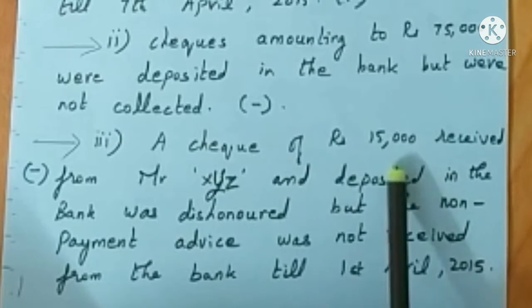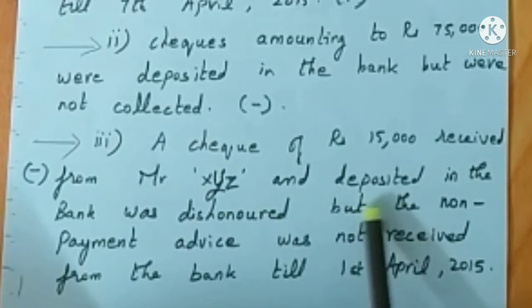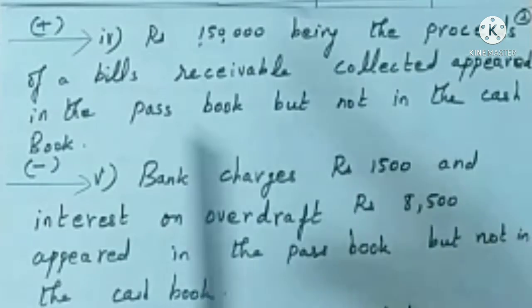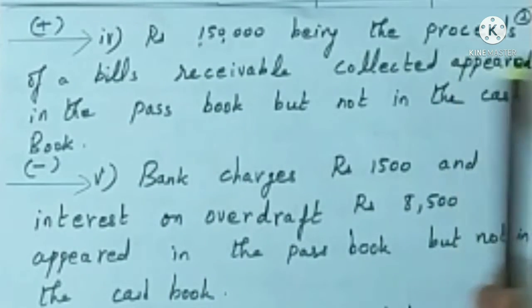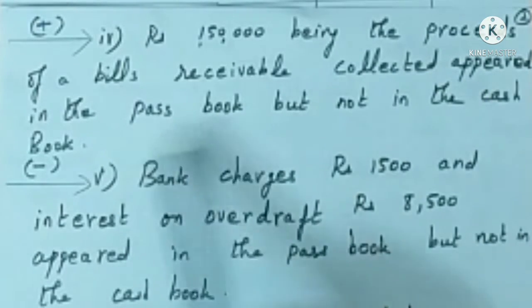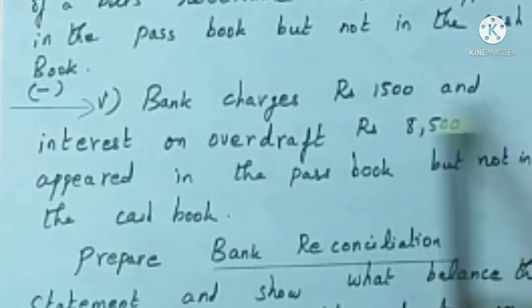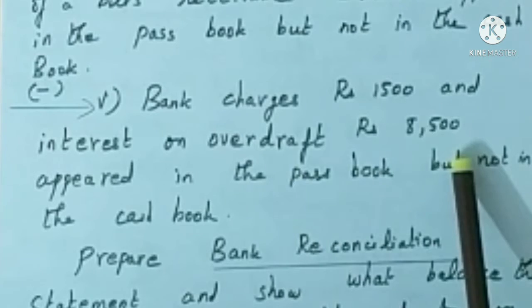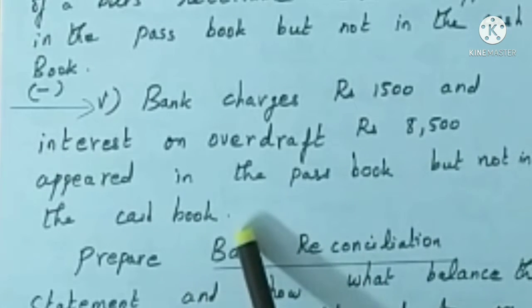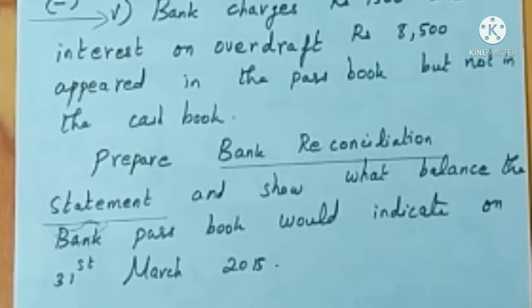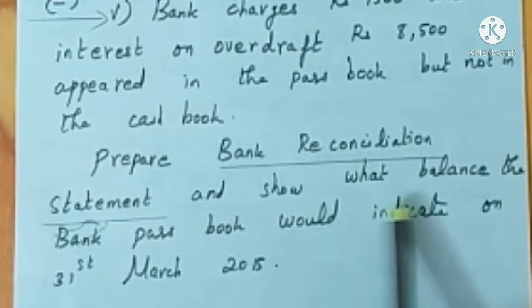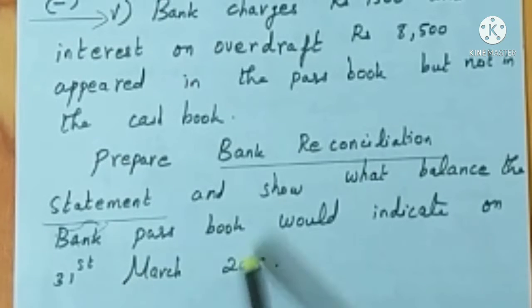A check of rupees 15,000 received from Mr. XYZ and deposited in bank was dishonored, but the non-payment advice was not received from the bank till 1st April 2015. Rupees 1,50,000 being the proceeds of a bills receivable collected appeared in the passbook but not in the cash book. Bank charges rupees 1,500 and interest on overdraft rupees 8,500 appeared in the passbook but not in the cash book. Prepare bank reconciliation statement and show what balance appears in the bank passbook and would indicate on 31st March 2015.